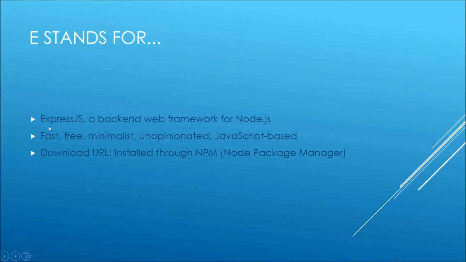E stands for ExpressJS. ExpressJS is a backend web framework for Node.js. So I kind of gave away our N, but whatever. So a backend web framework. A web framework helps you so that you don't have to use just base JavaScript, but it gives you an API to use. So why would we use it? It's fast, free, minimalist, unopinionated, and JavaScript based. Unopinionated just means it's not going to control the way you do it. You can do it whatever way you want, basically.